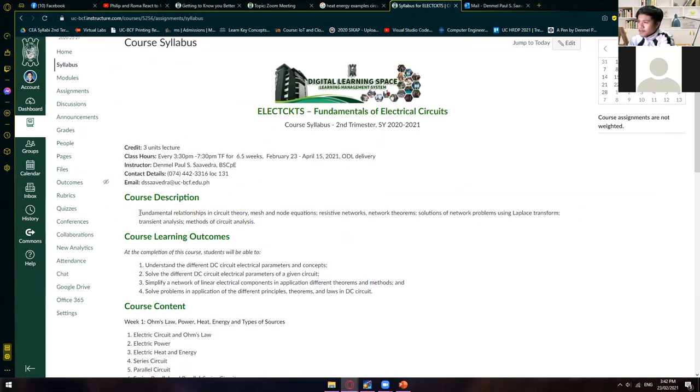And here's the course description, wherein you're going to learn about the relationships of the voltage, the resistance, current, etc. And then we're going to talk about circuit theory, the mesh, node equations, resistive networks, network theorems, which is one of the hardest parts, and then solutions of network problems using Laplace transform. I'm afraid that we might not be able to reach this one due to having so many topics and very minimum time in our current situation right now. Then transient analysis, and then methods of circuit analysis.